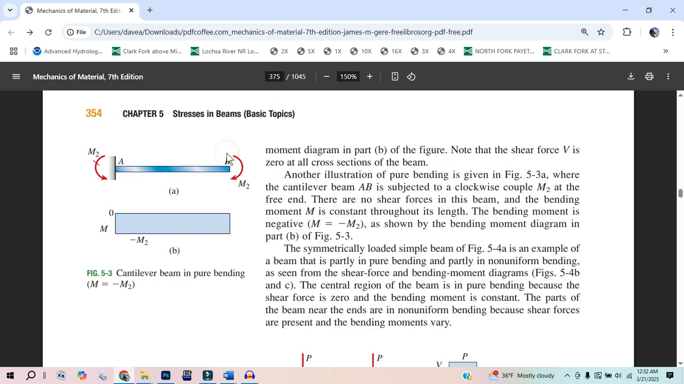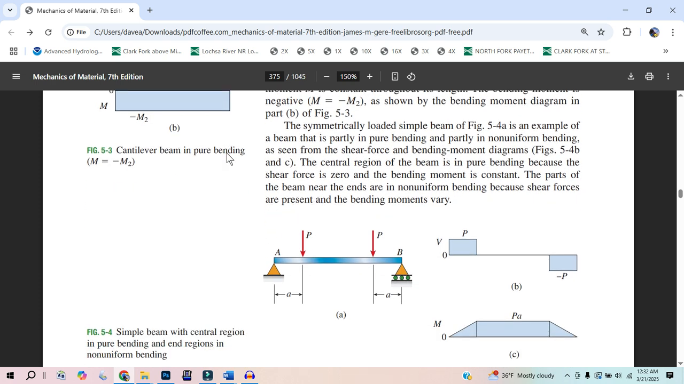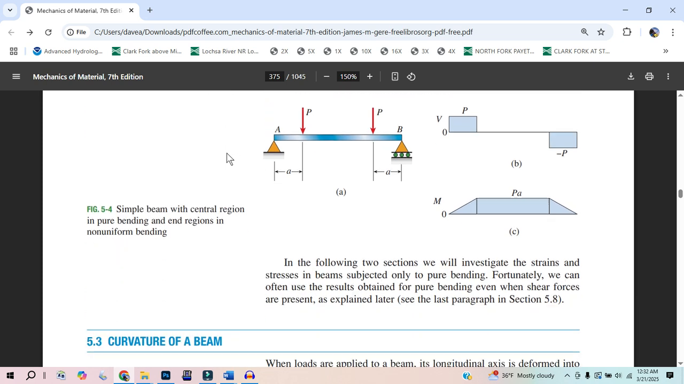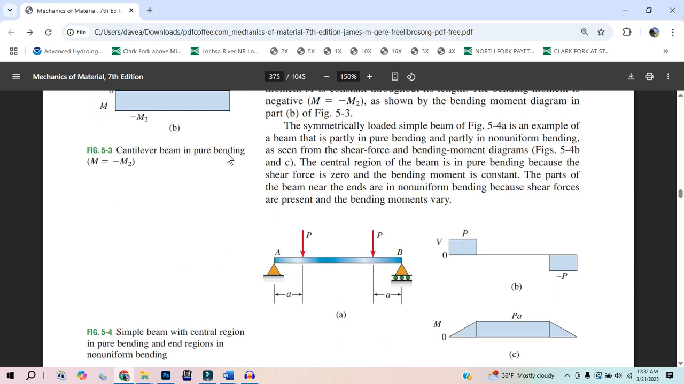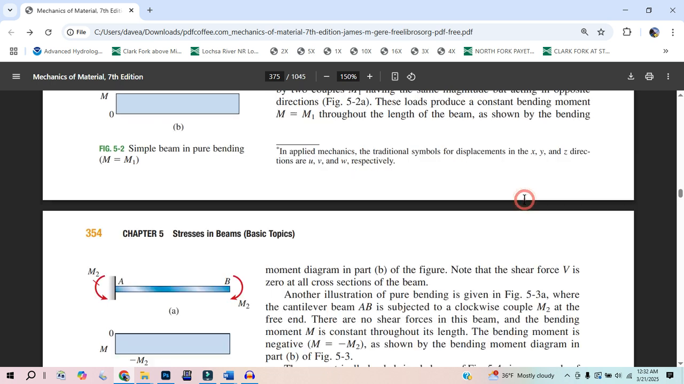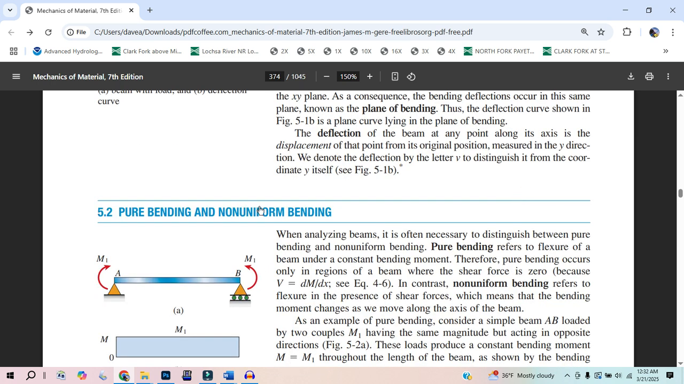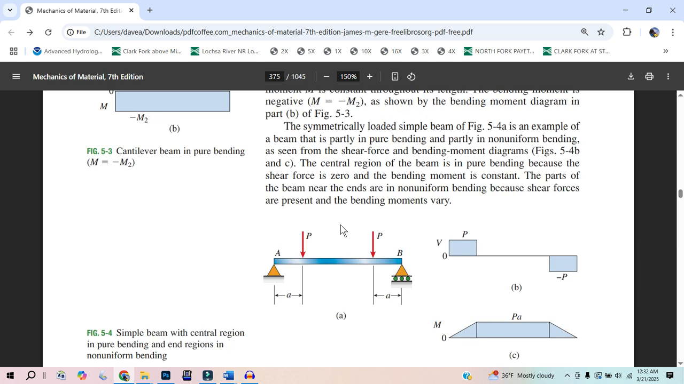All right, hell yeah. So I want to be done with this. So we just have from there to there. This symmetric. So we might be reading different things, but we have this figure 5.4a is an example of a beam that is part in pure bending, part in non-uniform bending. So that brings it home. We're talking about pure bending and non-uniform bending, but check it out.